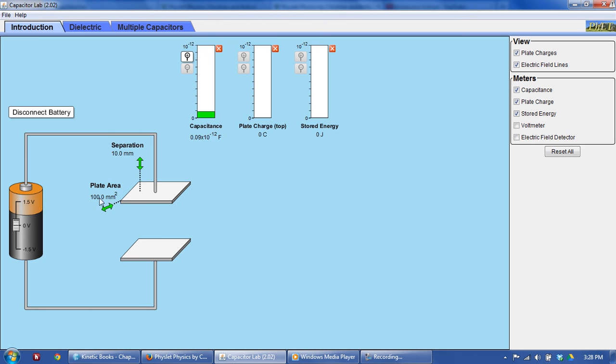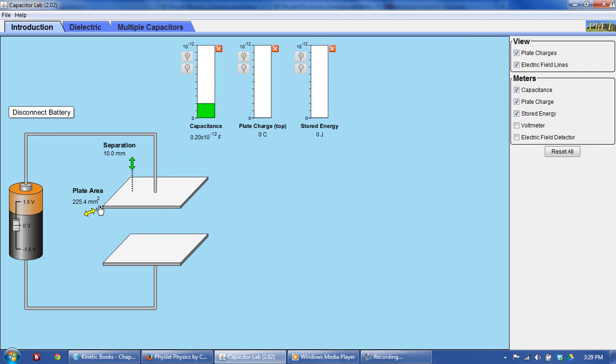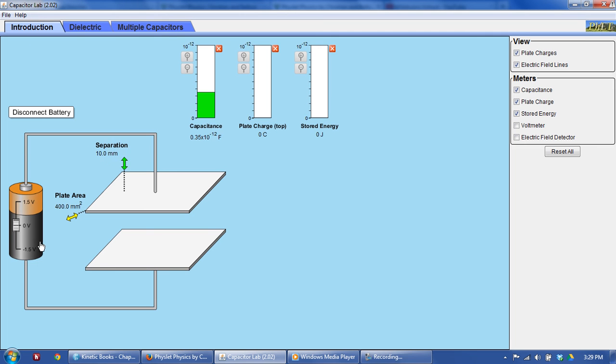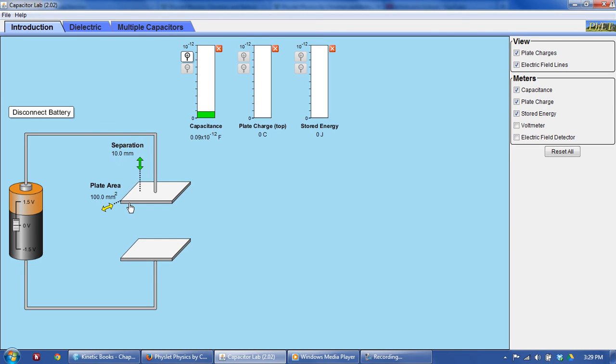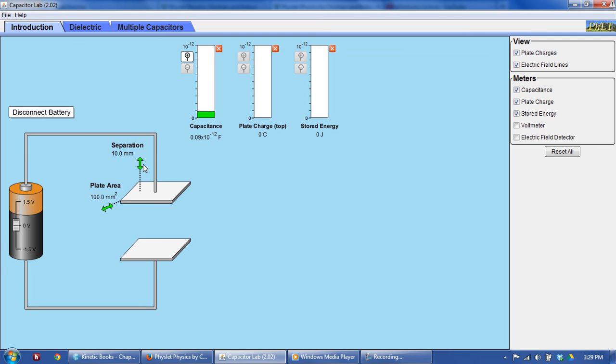So I've got a plate area right now of 100 millimeters squared and a separation of 10 millimeters. You can see I have a very low amount of capacitance here shown on this bar graph, or the thermometer here. If I increase the plate area, notice this is what's called a parallel plate capacitor. As I increase the plate area, my capacitance increases. More charges have the ability to be separated and stored. A greater electric field can be created.